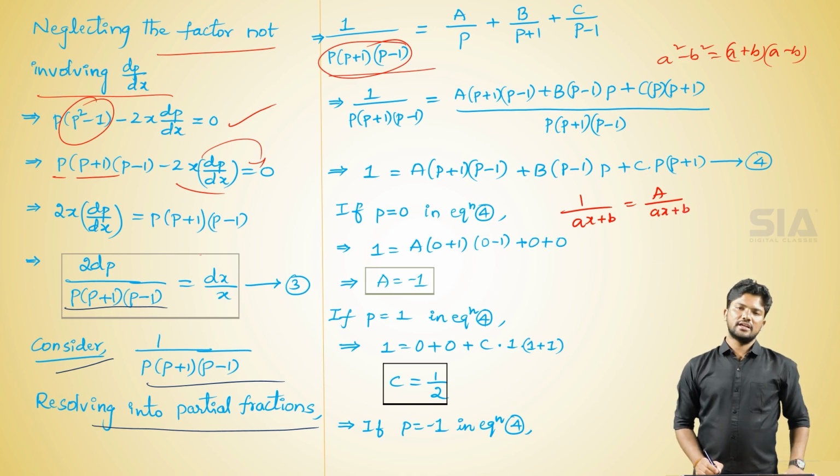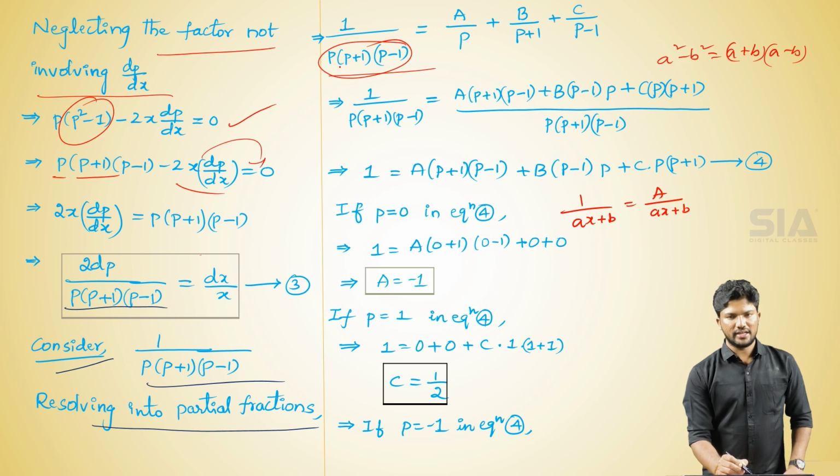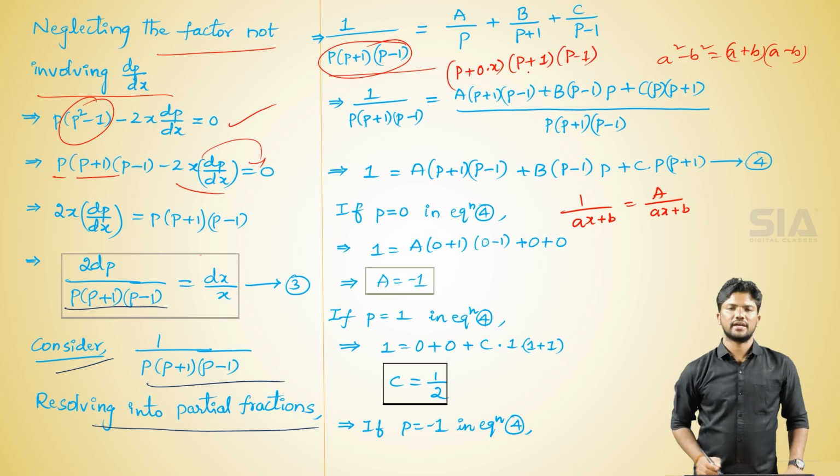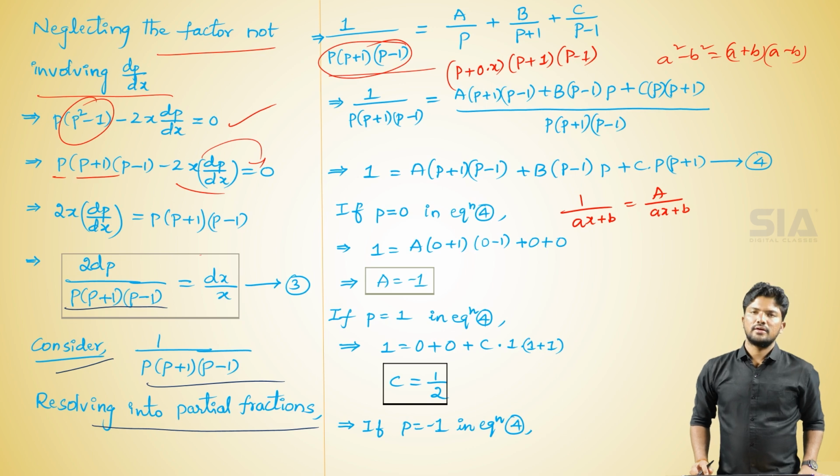This is the general method for partial fractions. Here you can see the denominator is in linear factor format only: p, that is p plus 0 into x, and p plus 1 and p minus 1. In this format we can divide the given fraction into partial fractions.